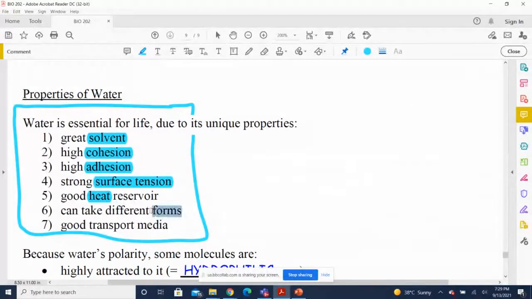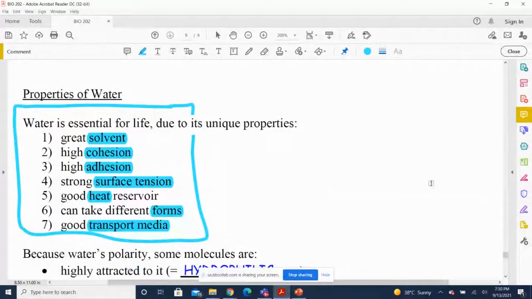Water can take different forms, and we talked about those different forms earlier on. And water is an excellent transport medium. Think of the blood. Blood is largely water, so we're able to transport many things around the body in blood. The same goes for plants. Plants transport nutrients, but also many other things, in the water that they pick up from their roots and transport throughout the plant.